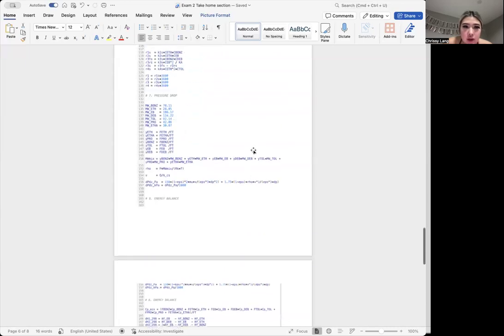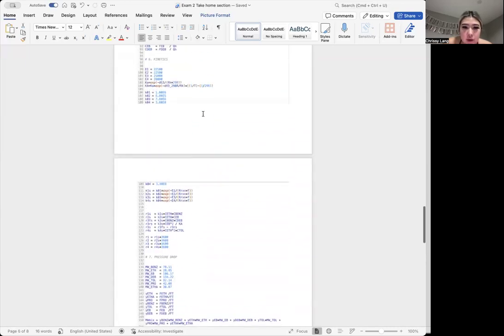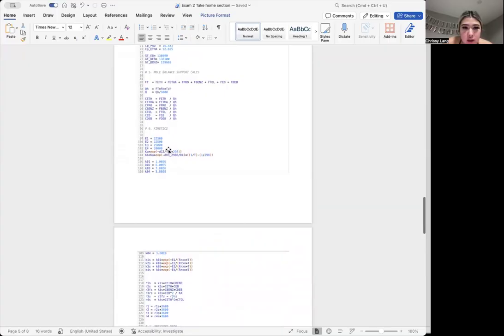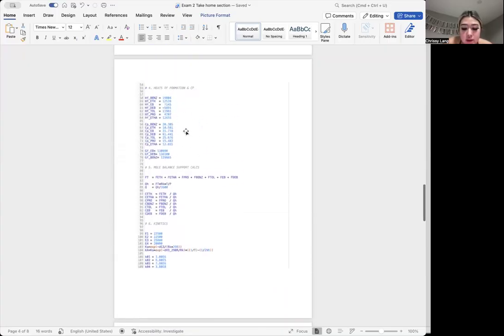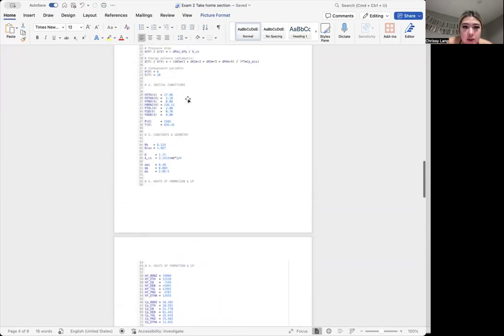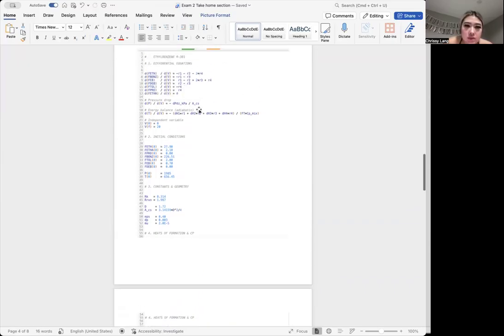And then there's the overall energy balance, the pressure drop, the kinetics, the mole balance for everything, and then the heats of formation and the Cp, and then obviously the initial conditions, constants, and then just the differential equations, the pressure drop, energy balance, and then the independent variables that were used.